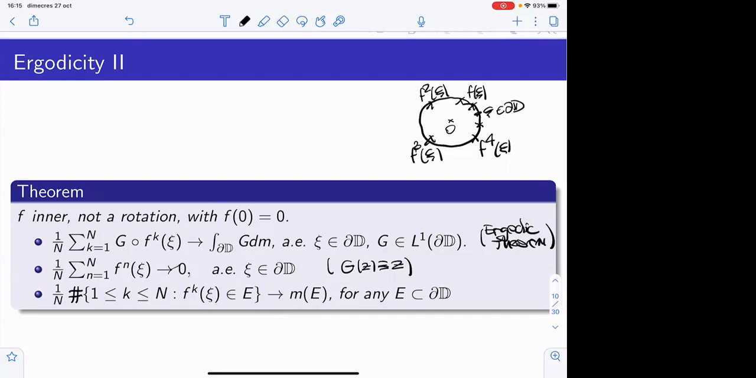And here is another example. The second example is assume that you have as G the characteristic function of a set E. Then, of course, in that case, this integral is precisely the normalized Lebesgue measure of E. And what about this? In that case, well, it's obvious that the indicator function of E composed with f^k is precisely the characteristic function of f^(-k) of E. Well, let me write it here.